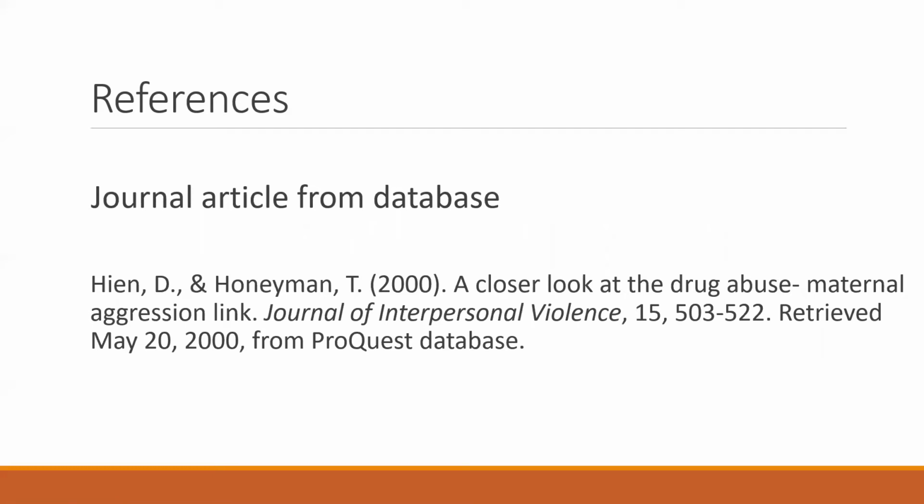But when we go to retrieve these articles from a database: author names, author or publication year, title, a closer look at the drug abuse, maternal aggression link. Journal name, publication version, issue, page numbers, and retrieval date from a database. ProQuest is another common one that people use, like Google Scholar, to search.